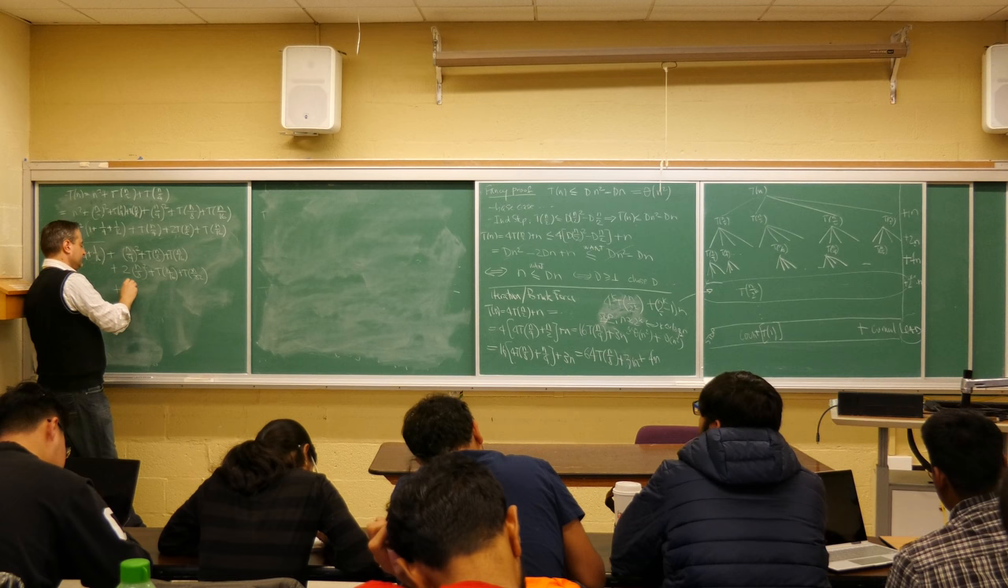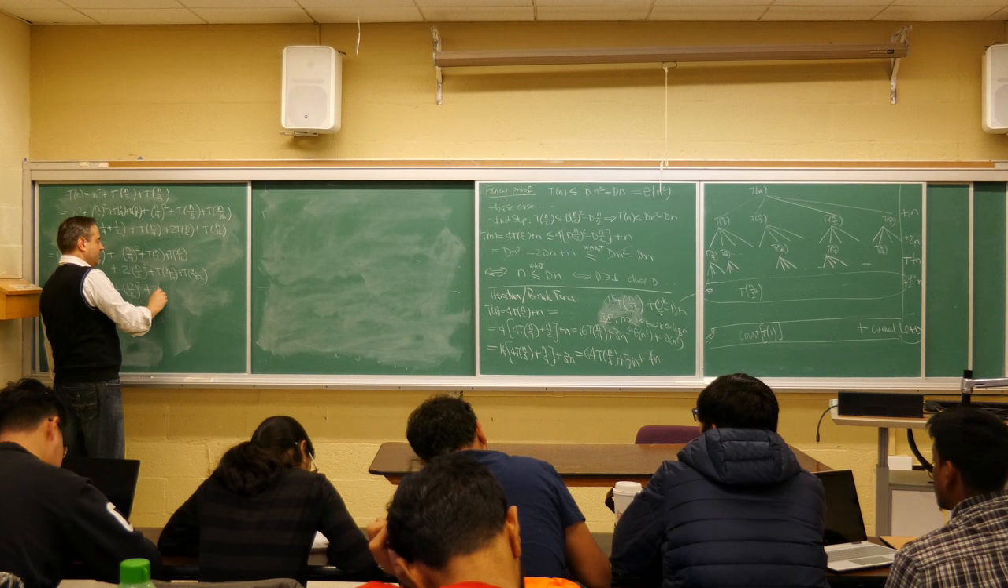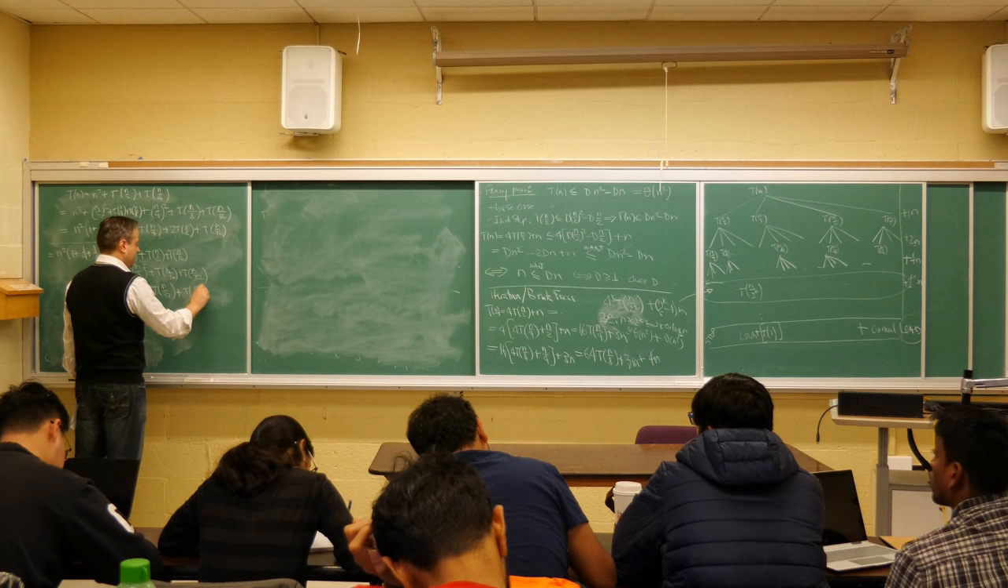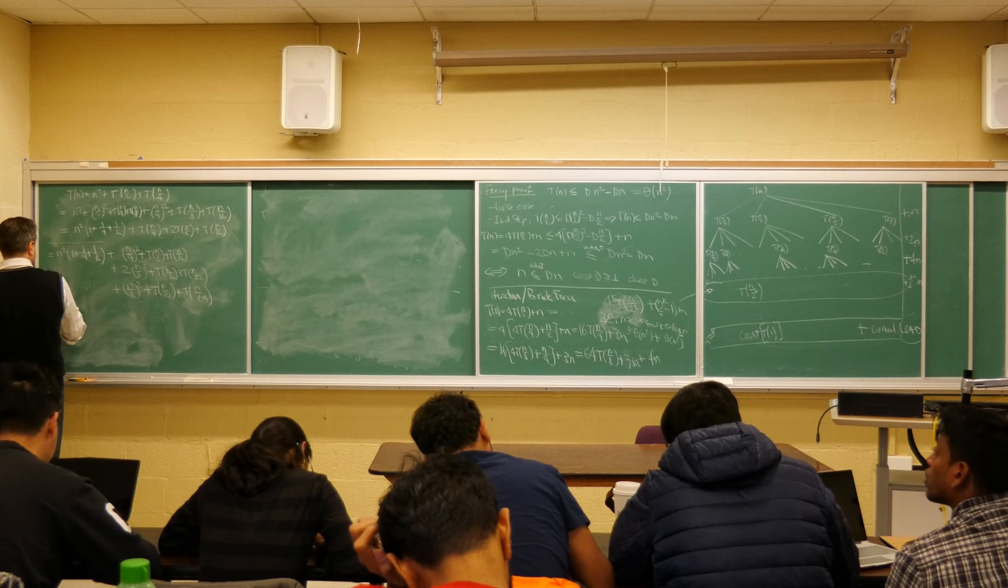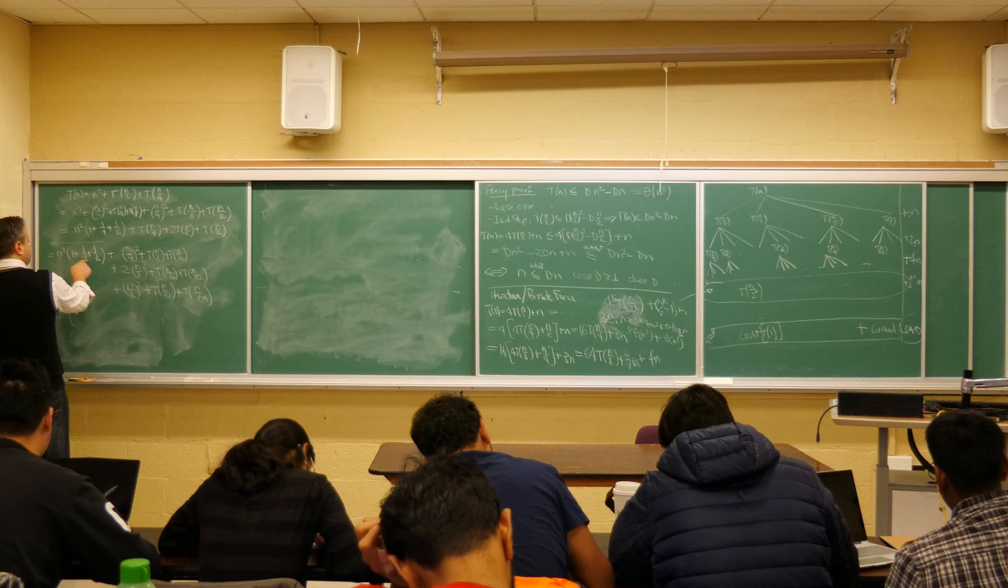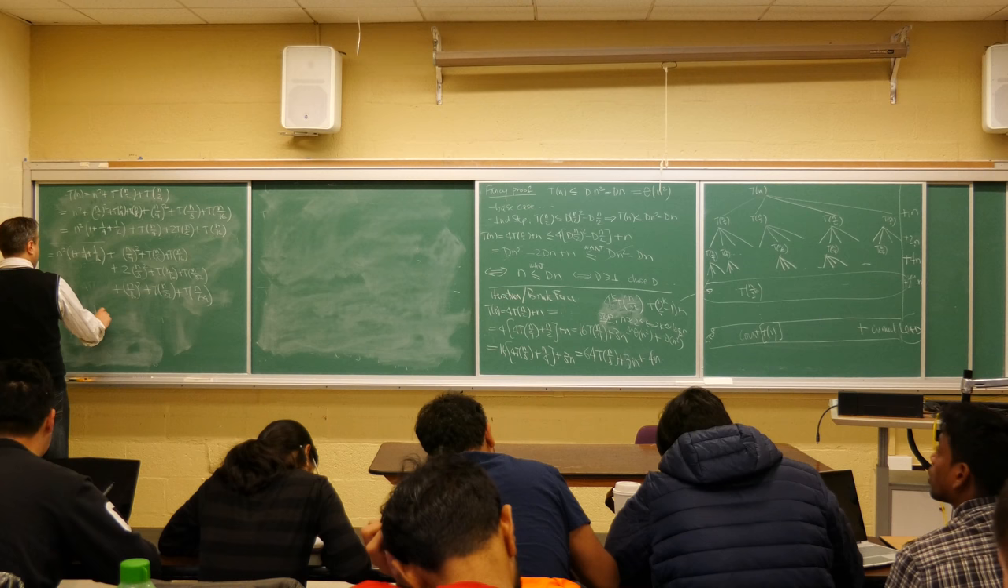n by 16 whole square plus d of n by 32, plus d of n by 64. So now, again, I'm going to count the n squares. How many n squares do I have? I have 1 plus 4 plus 16 from before. But now I've got a few more n squares.